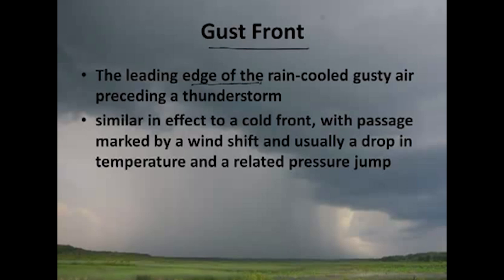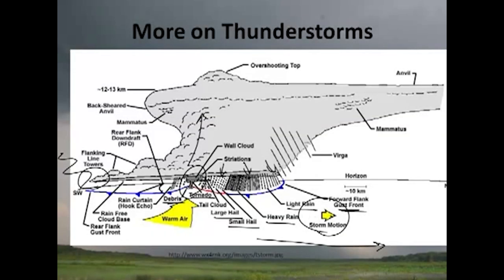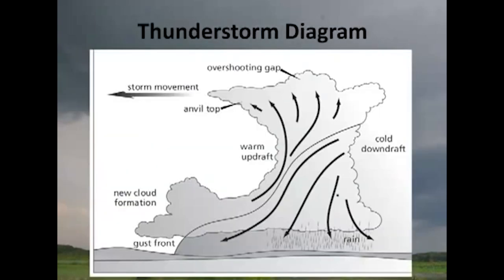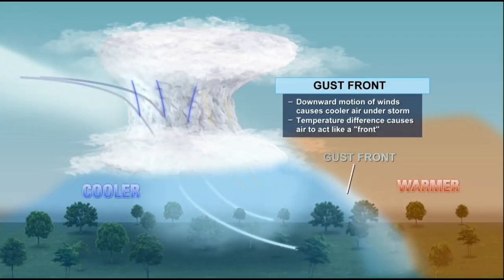That's the leading edge of the rain-cooled, gusty air preceding a thunderstorm. It's similar to a cold front, which we talked about in the last podcast, with a passage marked by wind shift and usually a drop in temperature and a related pressure jump. So the pressure changes. So that's that gust front we were talking about. Here's that gust front. And all of a sudden you get this huge gust front. The wind that starts at the beginning of a thunderstorm can be pretty amazing. So here we have a gust front simulation.